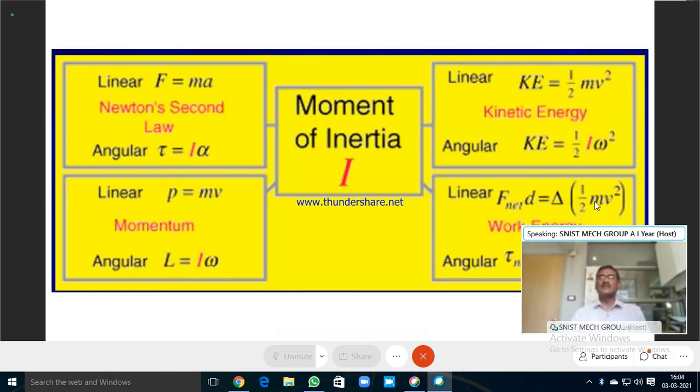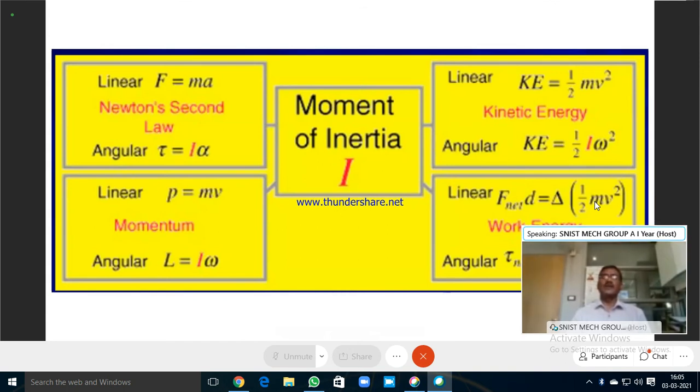And similarly for work energy also, it is not tau, capital T into theta, work done. Torque multiplied by theta is equal to change in kinetic energy. It is the work energy principle. Linear is force multiplied by the displacement, which is equal to change in linear kinetic energy, that is half mv square.